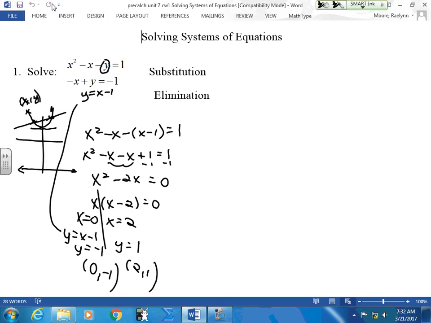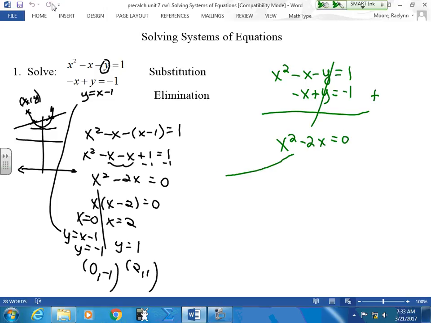You could do elimination if you like. If you like elimination and they're set up so that you could add them together and quickly eliminate 1 variable, that might work best. So line these up and eliminate. If I add these together, remember on elimination, you want to add, you don't want to subtract. When I add this together, I get x squared minus 2x equals 0. And I'm at the same place I was here, right? And then I would continue that. So if elimination works better for you, or substitution works better for you, either way.